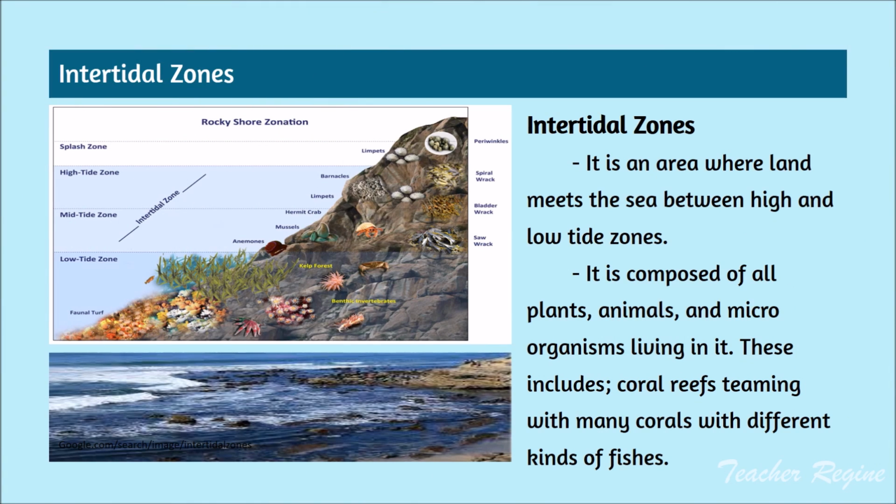Intertidal zones. It is an area where land meets the sea between high and low tide zones. It is composed of all plants, animals, and microorganisms living in it. This includes coral reef teeming with many corals with different kinds of fishes.